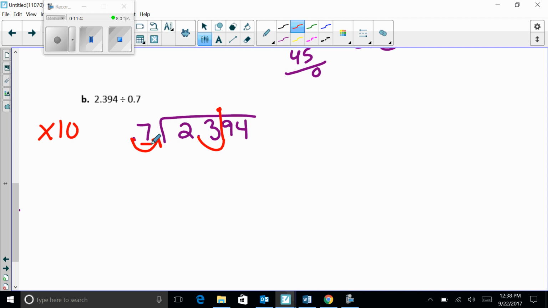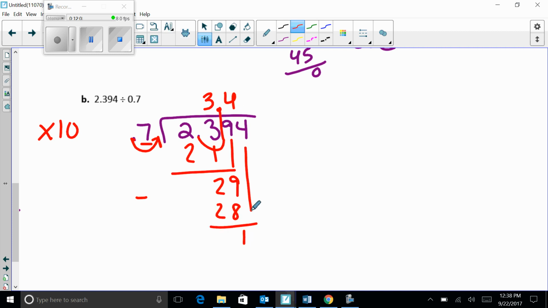So 7 goes into 23 3 times, which is 21. I had 2 left over. Bring down that 9. 7 goes into 29 4 times, which is 28. I have 1 left over. Bring down that 4. 7 goes into 14 twice. So we zero out. So my answer is 3 and 42 hundredths.